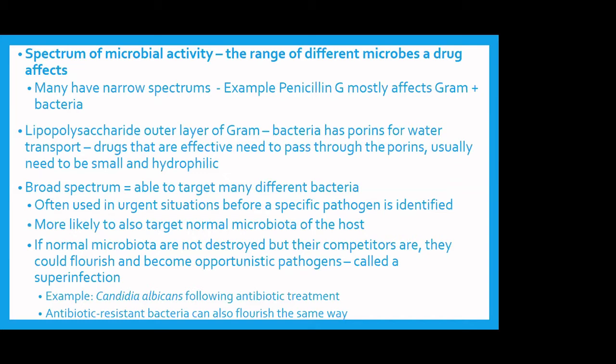Now, you've probably heard of broad spectrum antibiotics before. The word spectrum refers to the microbial activity of a drug, the range of different microbes a drug can affect. So a broad spectrum antibiotic can affect lots of different species of bacteria. Most antibiotics and antibacterial drugs have very narrow spectrums. For example, penicillin G is really commonly prescribed for gram-positive bacterial infections. It's really only effective against gram-positive bacteria.